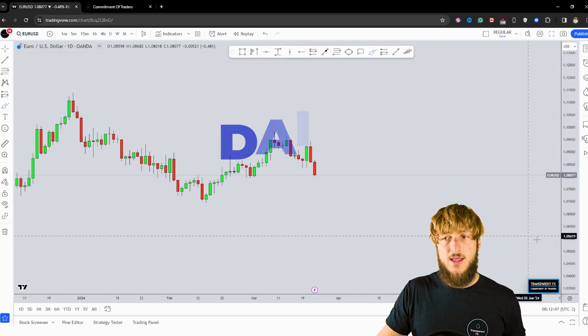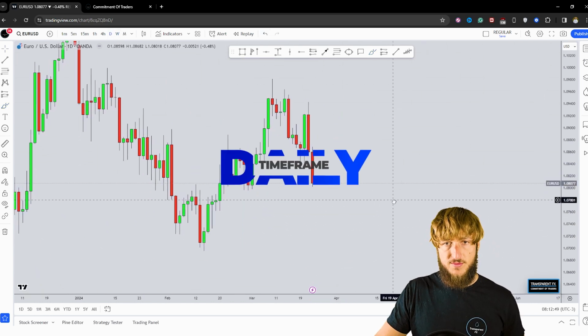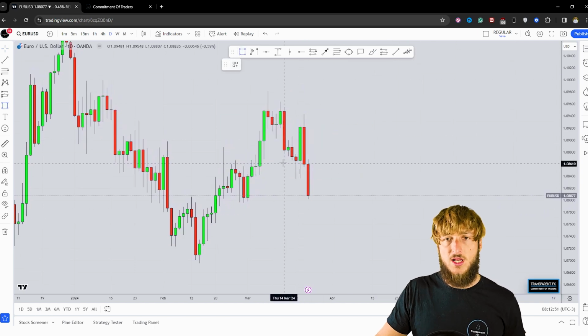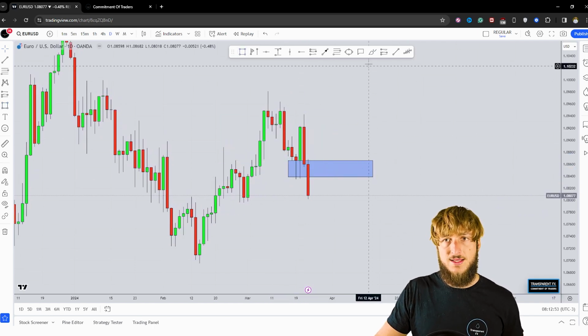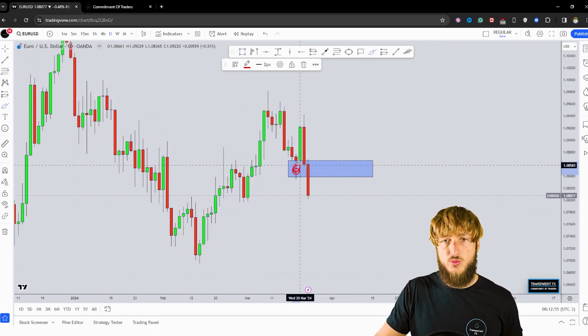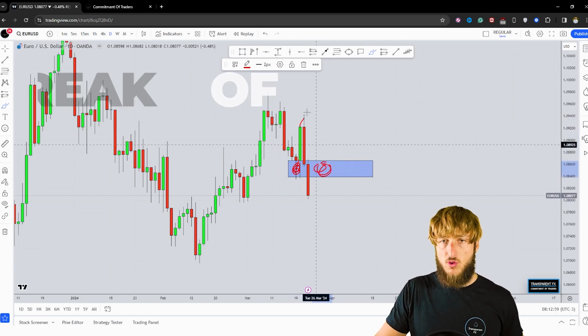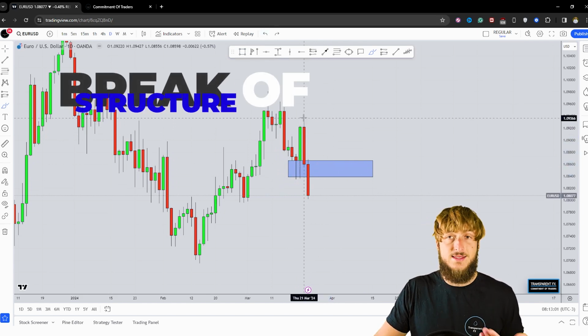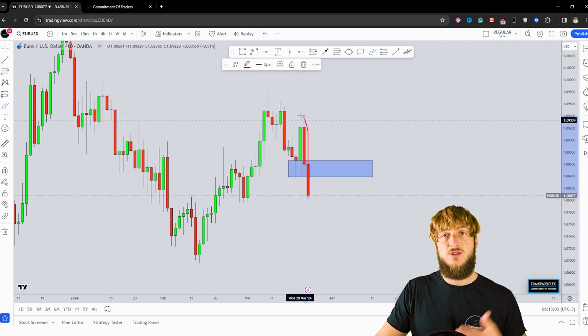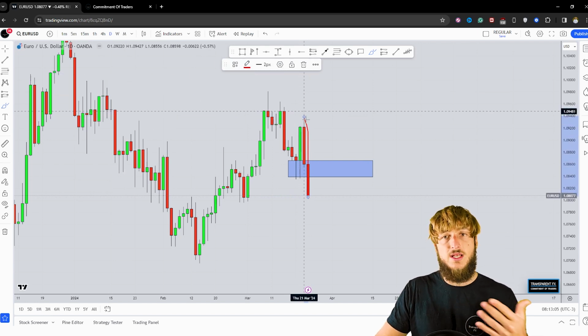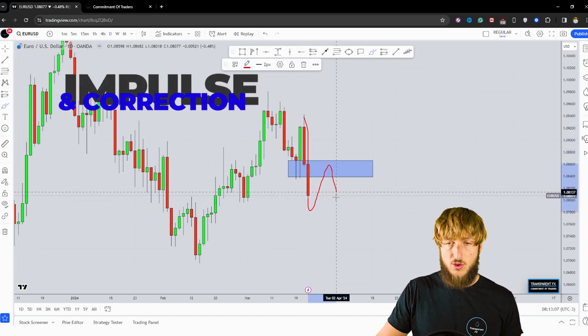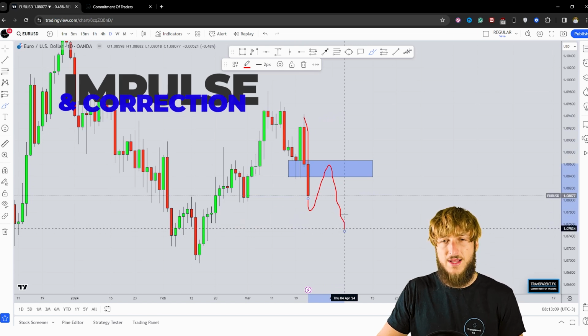Dropping down on the daily time frame, what do we see? Now, from a daily standpoint, the market has just broken structure to the downside. This is now previous daily support from which this rejection to the upside was created, which has now been broken to the downside. Now, since the market in breaking the level to the downside has created an impulse to the downside, after an impulse, you would expect a correction and then another impulse to the downside.